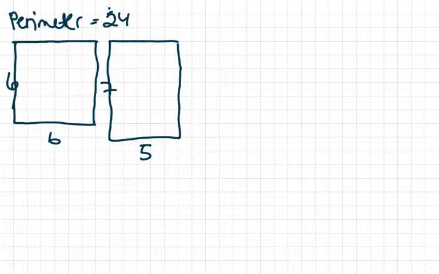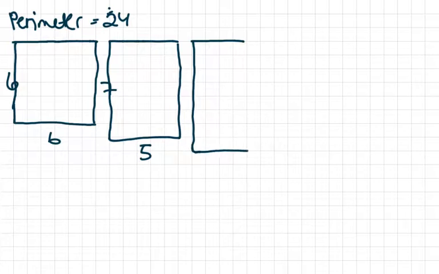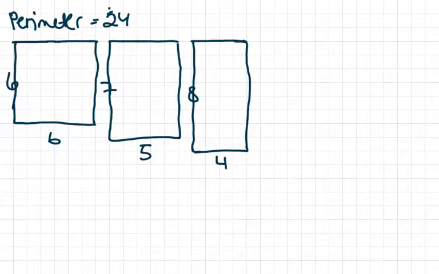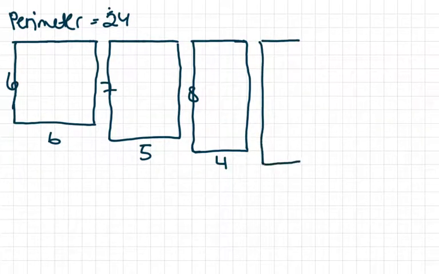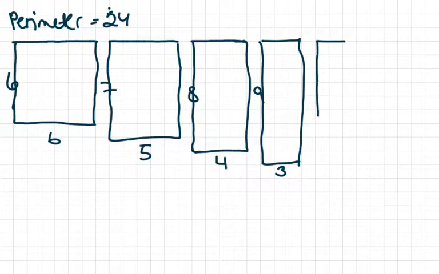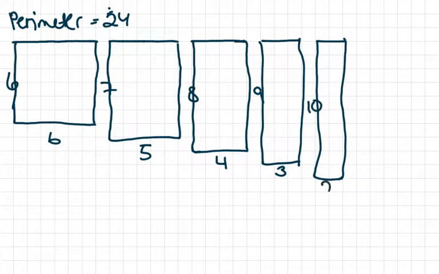Now, what about if I do 4 wide and 8 long? 4 and 4 is 8. 8 and 8 is 16. 8 and 16 is 24. So 8 by 4. We could do 9 by 3. We're still getting our perimeter of 24. We could do 10 by 2. Sorry, not easy to draw straight lines on here. 10 by 2, or we could do 11 by 1.